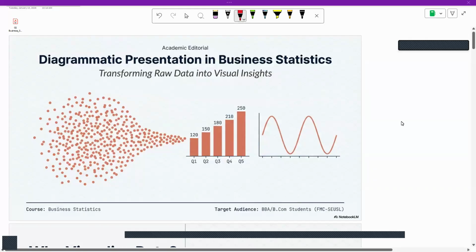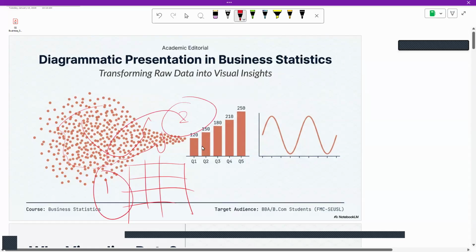So this is the raw data. This is raw, unorganized data. This area is unorganized data. We can organize the data in the form of a table. It has rows and columns. That is option number 1. This is option number 2. It means a graphical representation.